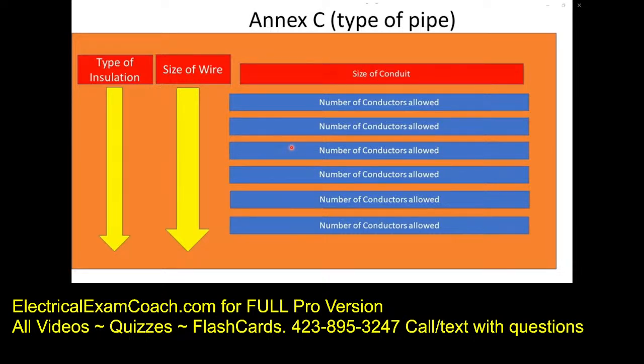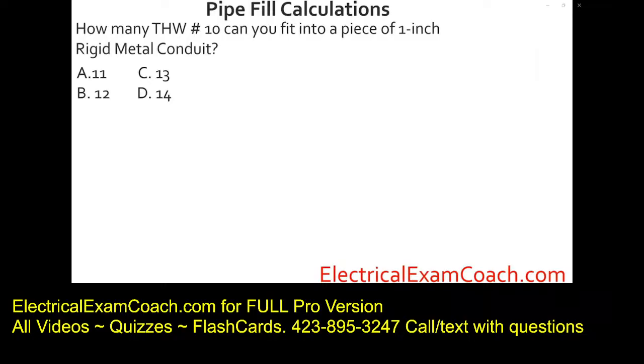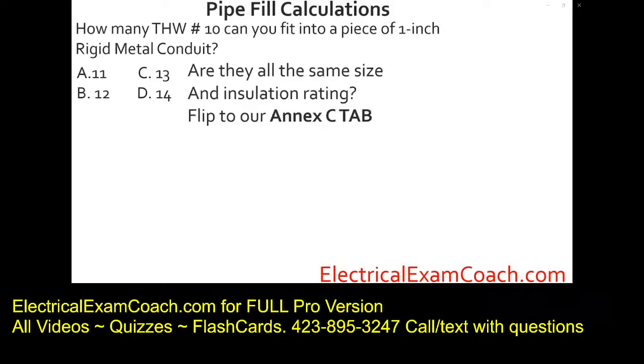I love this table because they've done all of the hard work for us that I'm getting ready to teach you in lesson 7.2. How many THW, number 10, can you fit inside of a piece of 1 inch rigid metal conduit? The first question we ask ourselves is, are they all of the same size and insulation rating? They are, so we're going to head to Annex C using our Annex C tab.